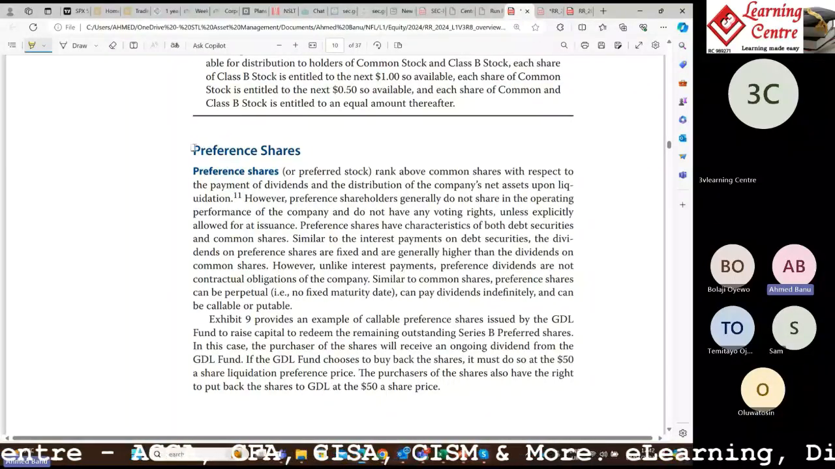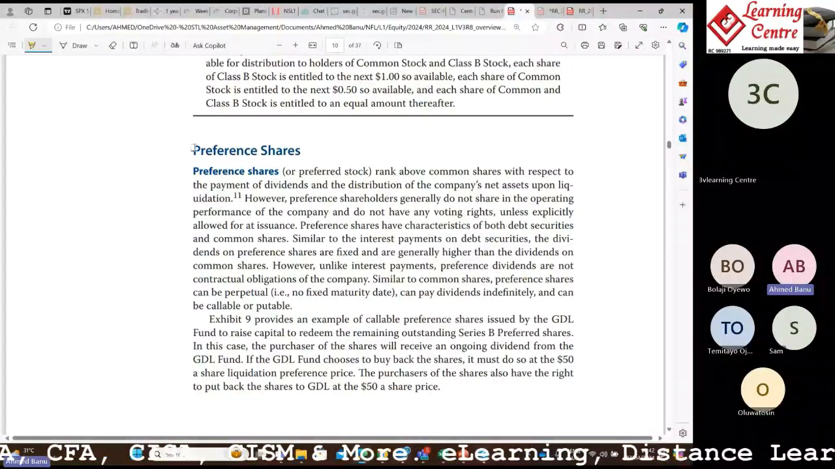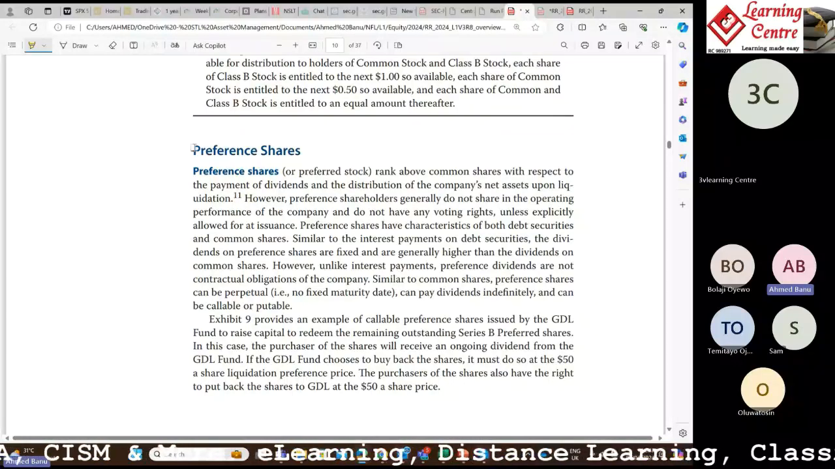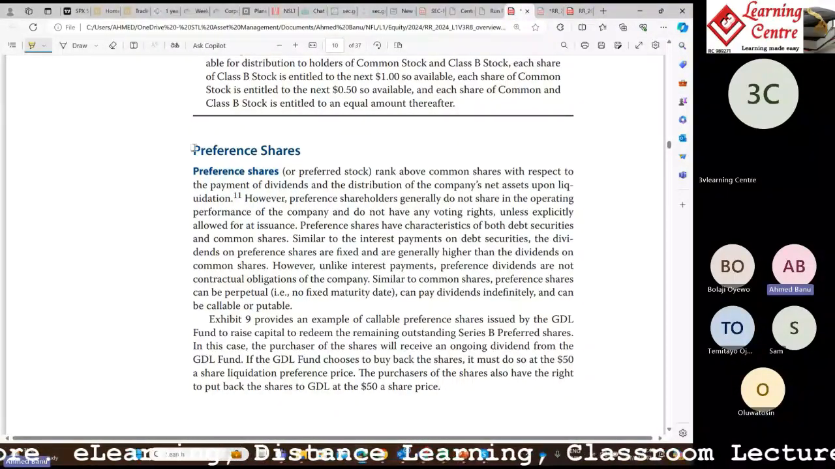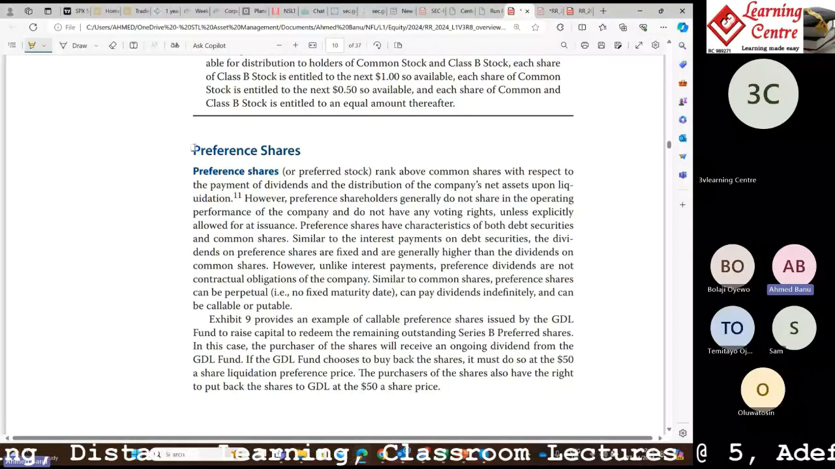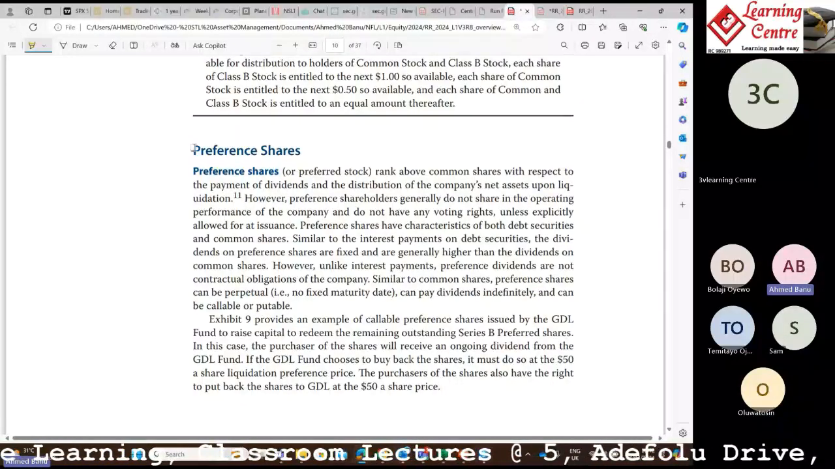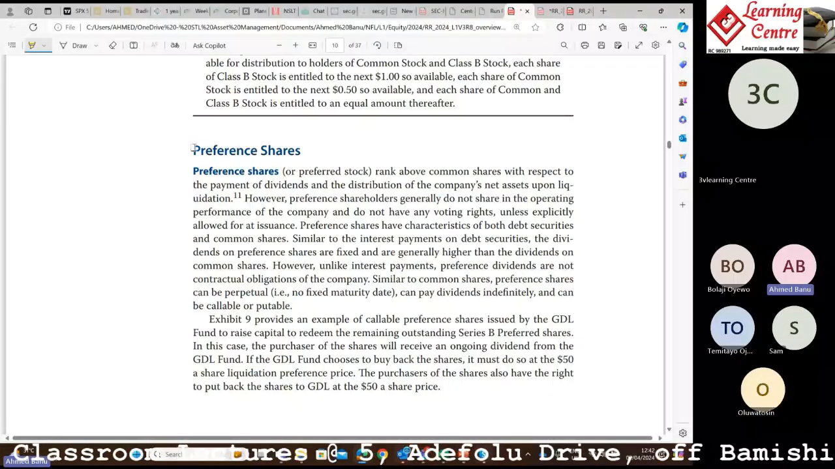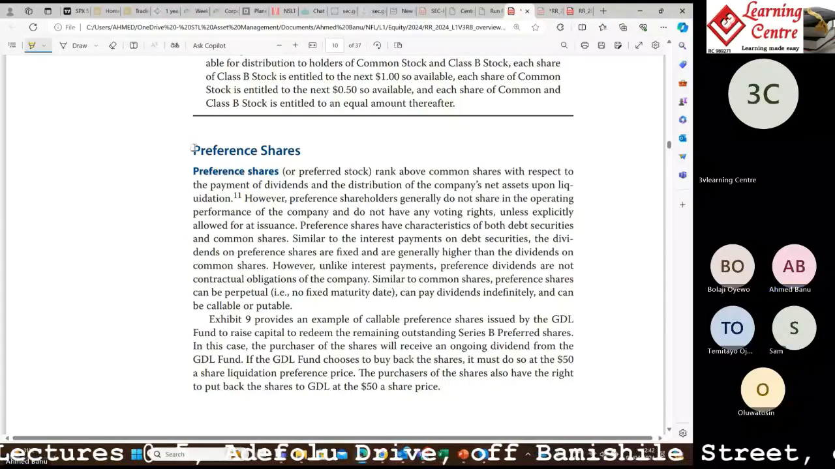Okay, so now let us talk about preference shares. Preference shares rank number 1. They rank above common shares. That's why they are called preference shares. They get preferential treatment. So technically, what we're saying here is that preference shares rank above ordinary shares in the instance of a bankruptcy, and also in the instance of dividend payment. Preference shares always get their money first.